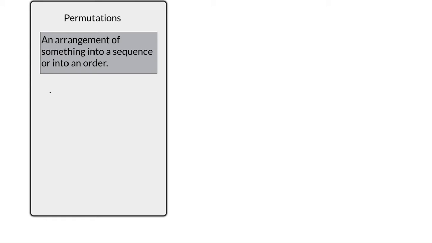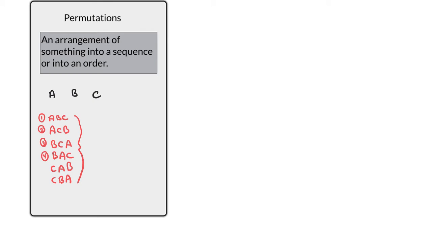So for instance, if I had three things, A, B, and C, and I wanted to put them in order, I could have ABC, I could have ACB, I could have BCA, I could have BAC, and then I could start CAB and CBA. So altogether, there are 6 ways: 1, 2, 3, 4, 5, and 6. 6 ways of rearranging 3 things like A, B, C. Put them into order, which is exactly what a permutation is.